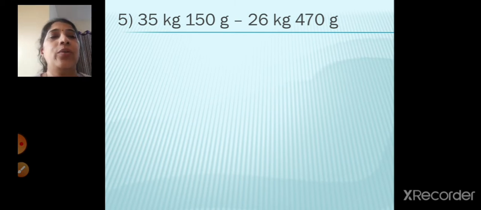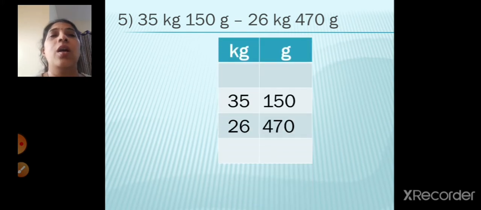So what we are going to do? Again the same procedure. Going to make 2 columns, kilogram and gram. So 35 kg. So 35 we will write in the kg column. 150 gram. So 150 we will write in the gram column. Minus 26 kg. So 26 we will write in the kg column. 470 grams. So 470 we will write in the grams column.